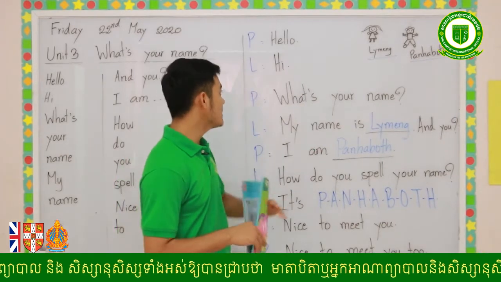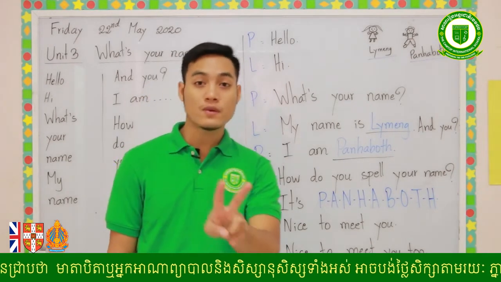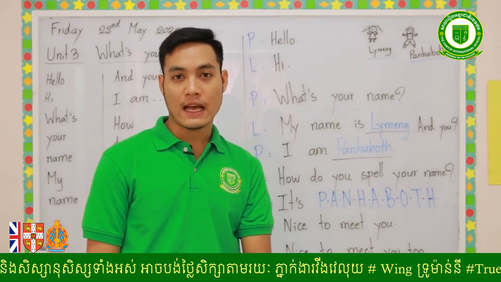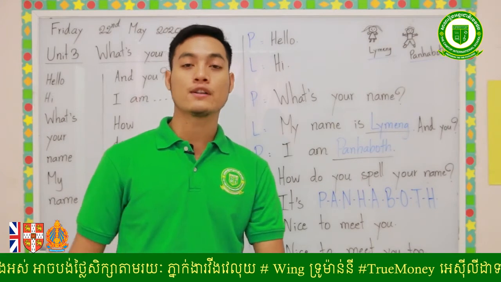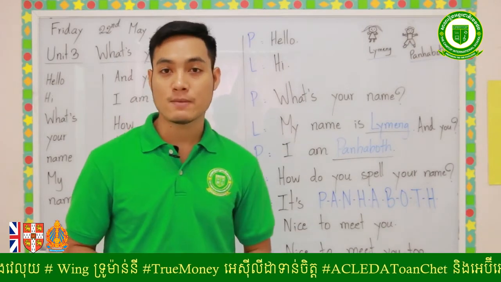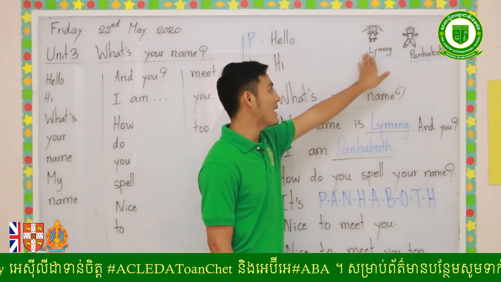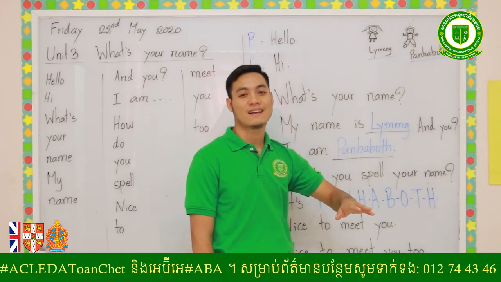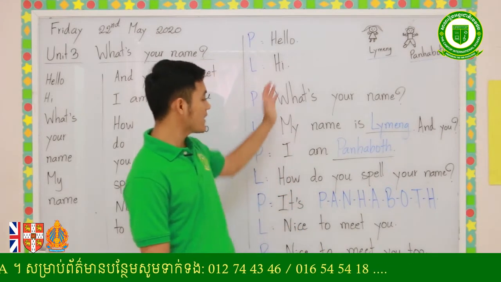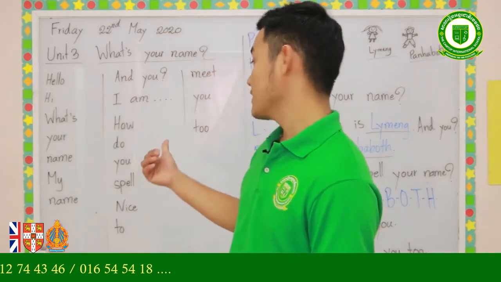And especially you learned about the real conversation between two students who don't know each other for the first time, and then they start asking questions about what's your name in order to know each other, to become good friends, okay? You can practice the conversation with your friends and other new friends. The example here is Li Meng and Panya. Li Meng said hello, Panya said hi, and then they start asking the question about what's your name, okay? So here is the summary for you.